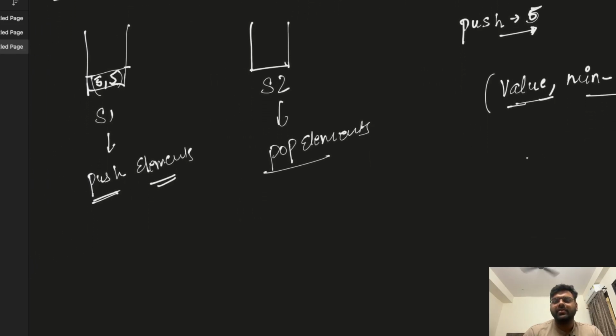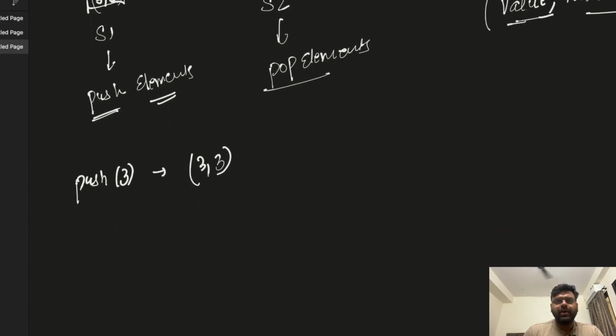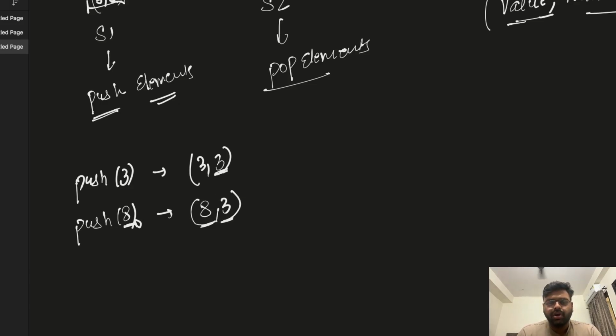Now let's understand this. If I have done push 5, it would be 5, 5, because the minimum till here is 5. Now if I do push 3, it would be 3, 3, because the minimum is 3. Now if I do push 8, it would be 8, 3, because the minimum till 5, 3 is 3 and we are inserting 8, so the value would be 8 but the minimum so far is 3. So this is how our push operation would be working.